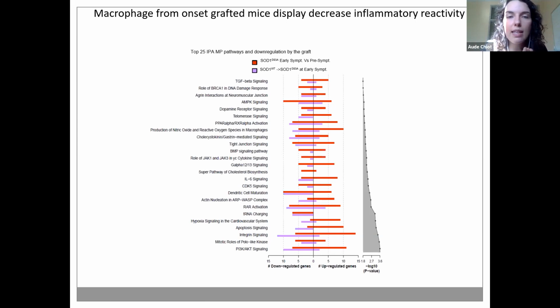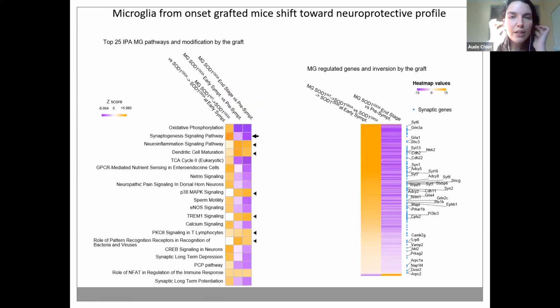And what we saw is that in the macrophages, we had a huge downregulation of genes. Most of the genes were actually downregulated in the macrophages. That was really striking. And compared to the SOD1 G93A mice, you can see that most of the pathways were completely downregulated. Those pathways were actually including the TGF-beta signaling, IL-6 signaling, integrin signaling, so a lot of inflammatory pathways that were completely downregulated in the macrophages. And then we looked at what was going on in the microglia.